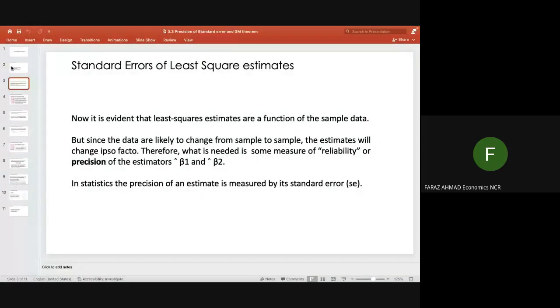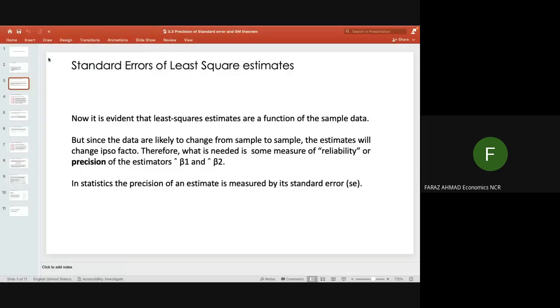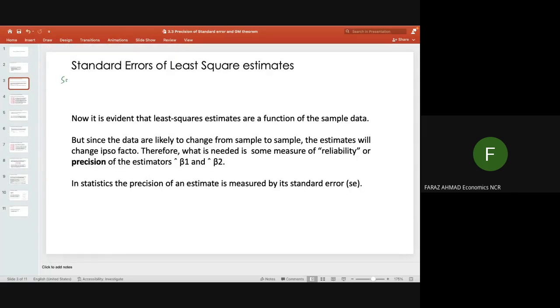The first thing is, why do we need standard errors? Because we are using one sample of size n, and we have sampled n observations from a population of size capital N. Of course, capital N is greater than small n, so there will be a lot of difference. Not only is capital N greater than small n, but there will be a huge difference between these two numbers.